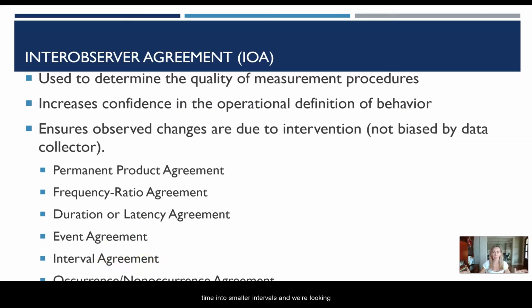And then, of course, interval agreement is when we have sectioned out the time, our data collection time, into smaller intervals, and we're looking for the behavior to occur at the end of the interval for doing the momentary time sample interval. Okay, so there are other types of interval recording, which would be partial interval. If it just happened anytime in the interval, it would be marked as an occurrence.